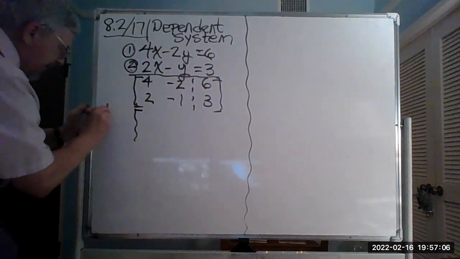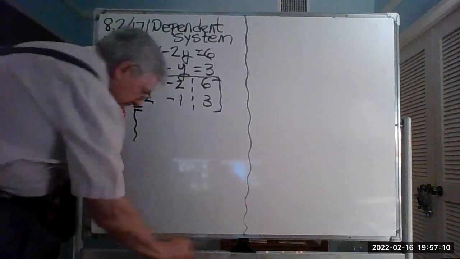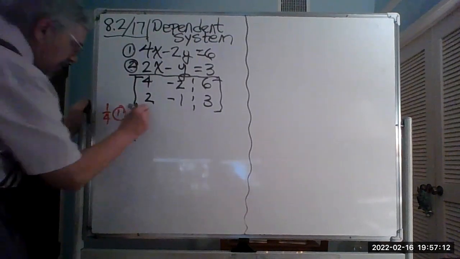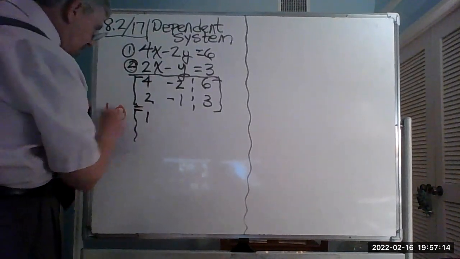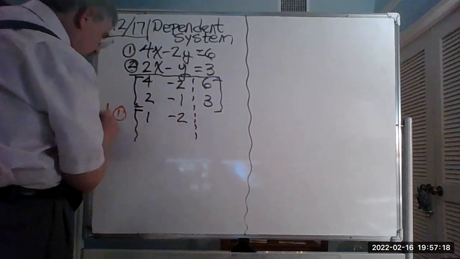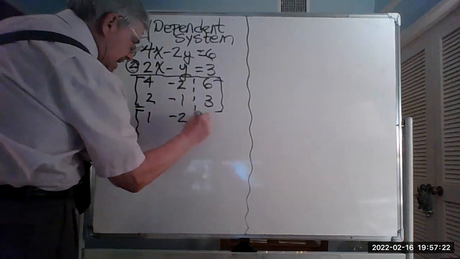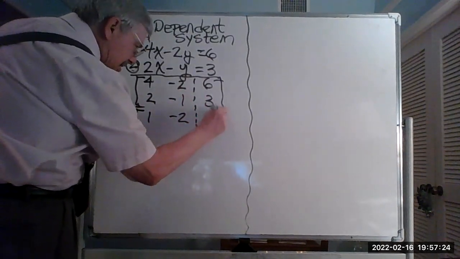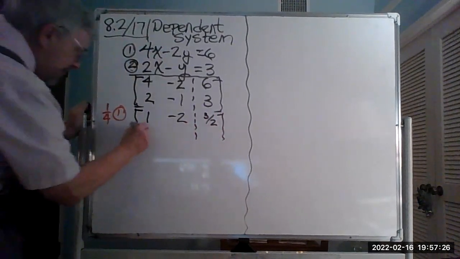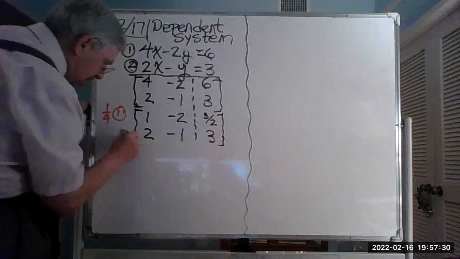So I'm going to go 1/4 times row 1. So that'll give me 1, -2, dash, dash, dash, dash, and 4 times that is 3/2. 3/2. Okay. I'll write down the second row right there.